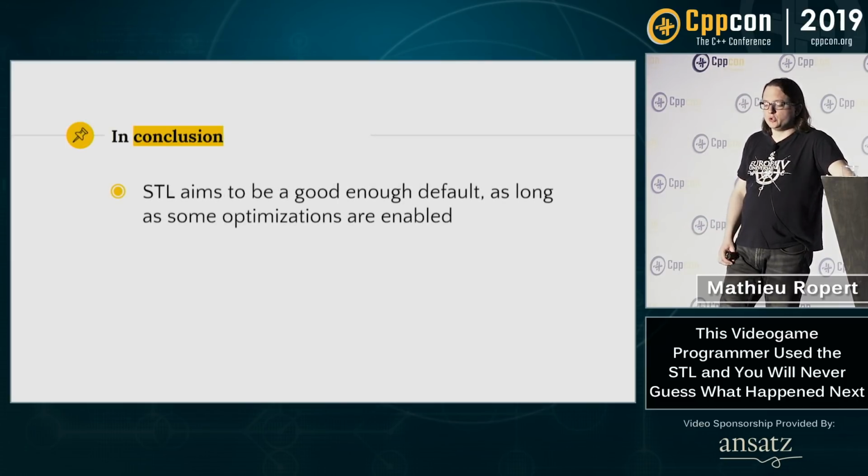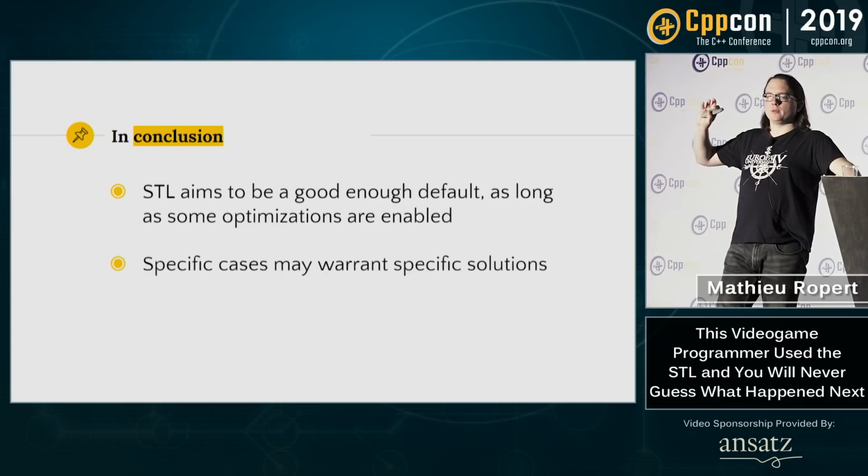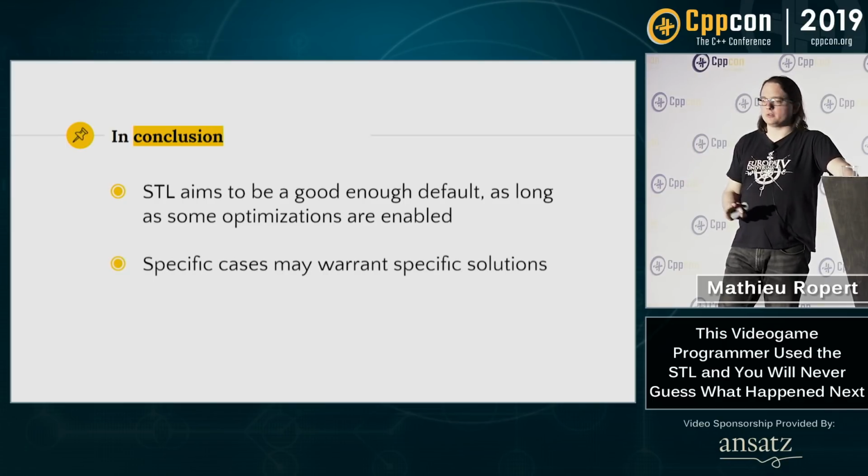So, yeah, to conclude, the STL tries to be a good enough default for everybody, and it will be, as long as some optimizations are enabled. If you go full debug, you will be slow. You will also be slow in C, but you will be even slower in C++. Sure. If you have a specific case, and you can drop some constraints from the standard, you will get better results. And you should. I'm not telling you not to.